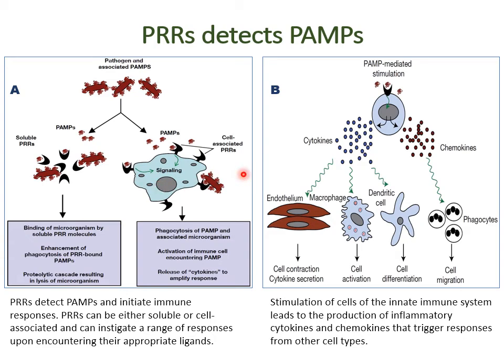Cell-associated PRRs, such as the TLR receptor on host cells, can detect the pathogen PAMP and activate host cells to produce inflammatory mediators, signaling other immune cells such as neutrophils and dendritic cells to the site of infection.